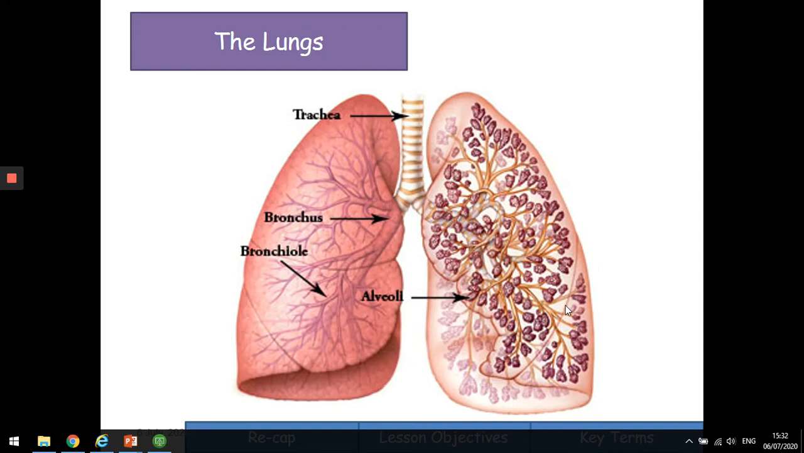Today's science tutorial is about the lungs and how they are adapted for their function. The image in front of you here just shows a pair of lungs. We've got the trachea at the top here, where the air is breathed in through your mouth and travels down the trachea into the bronchus, into the bronchioles, and then into the alveoli at the edge there.